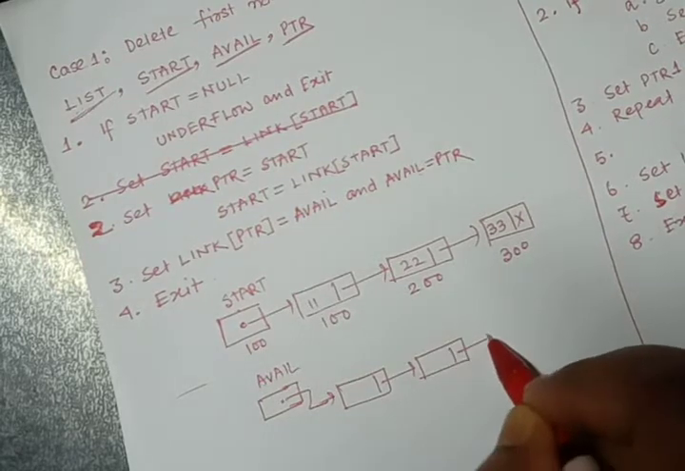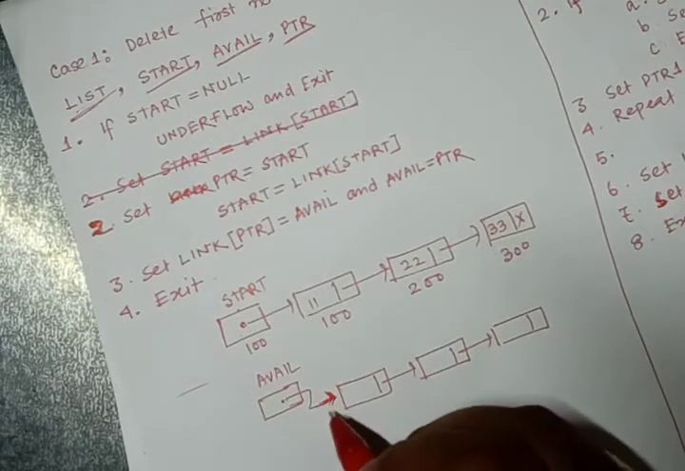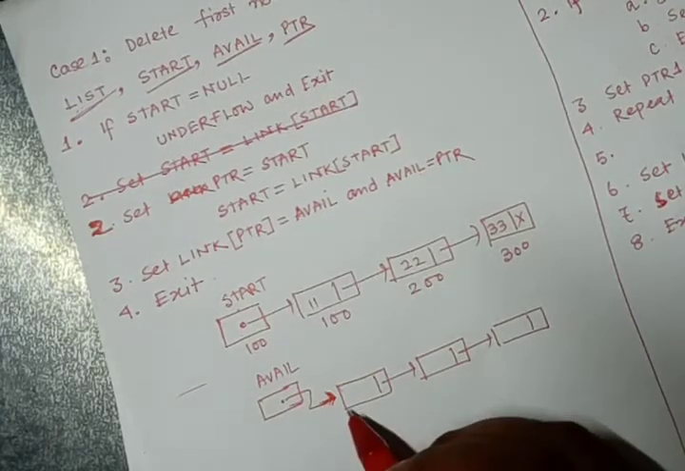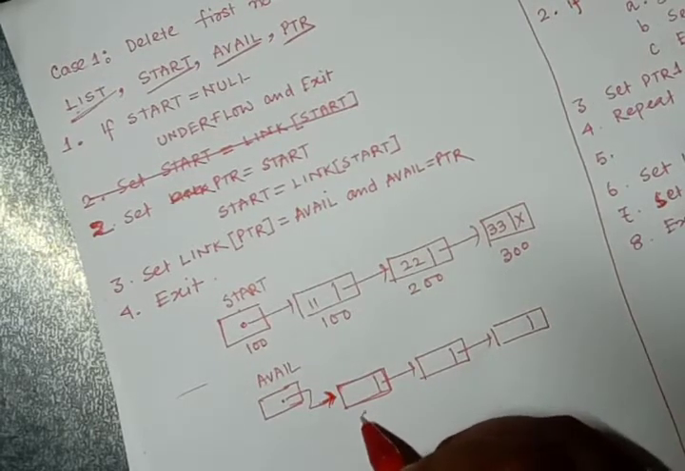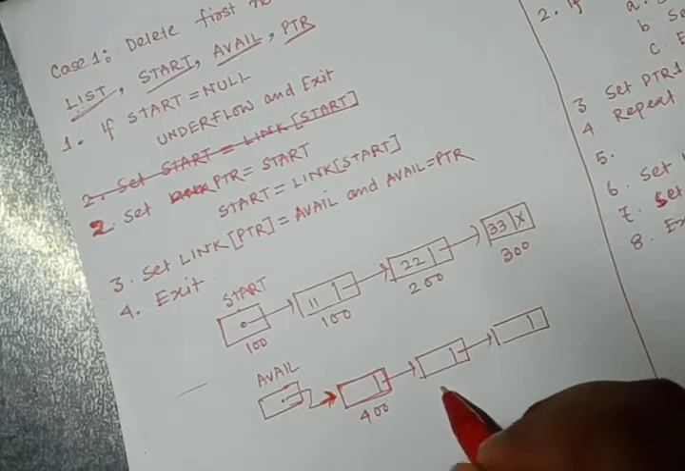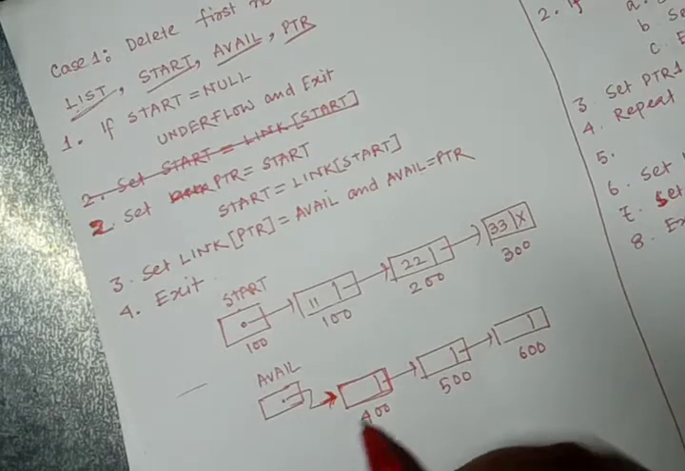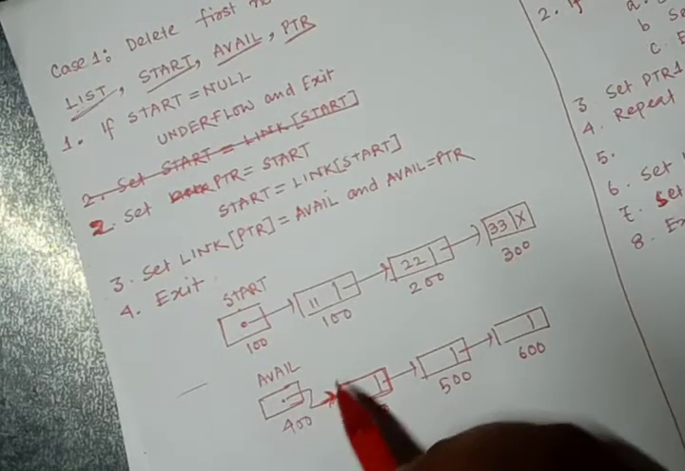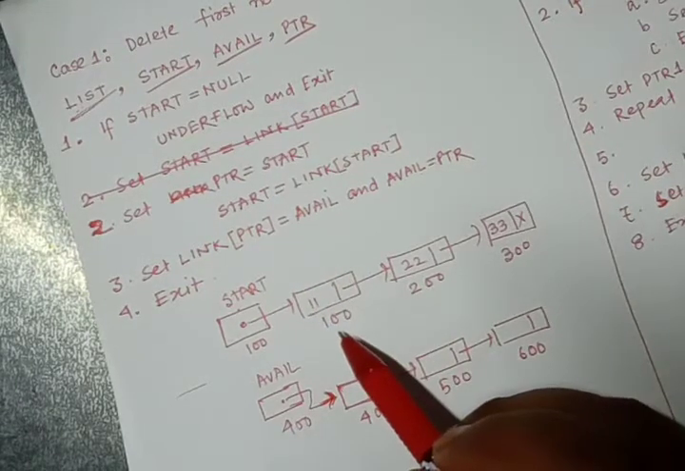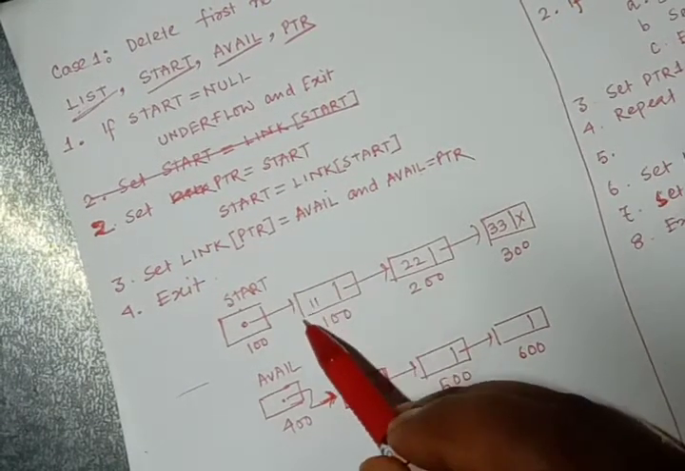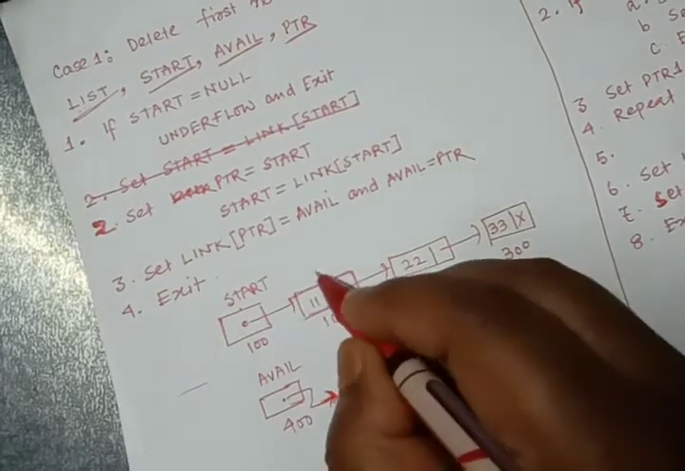and avail indicates the starting address of the available node. Suppose these are the addresses of the available nodes. So avail contains 400. So now with the help of this algorithm, we can delete the first node, and the first node is at position 100, so we can delete this node.